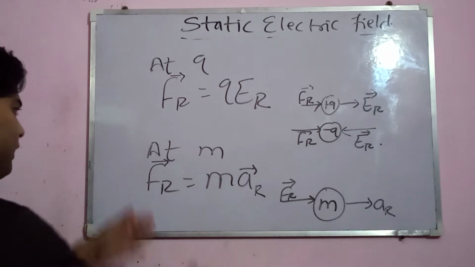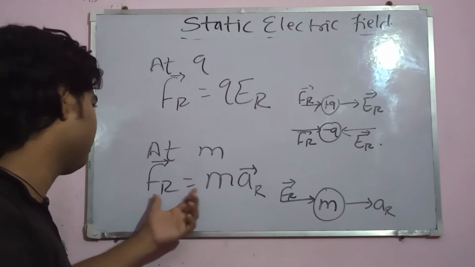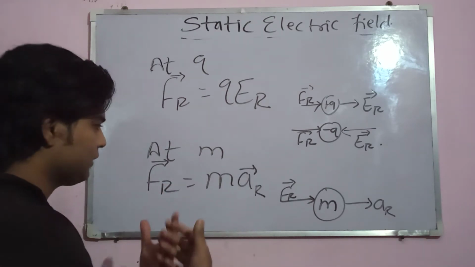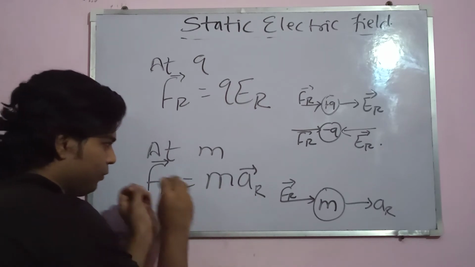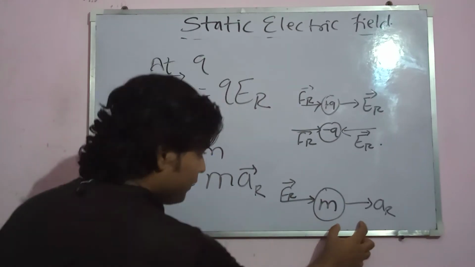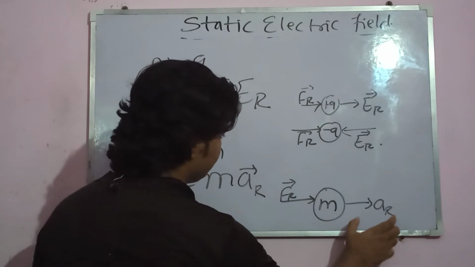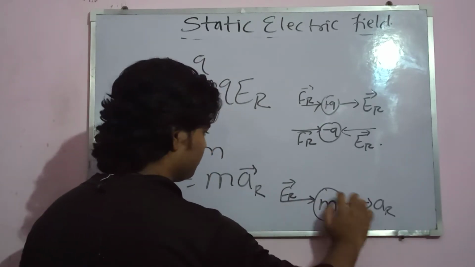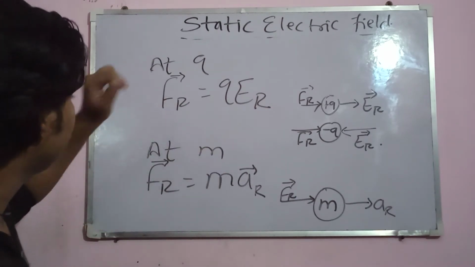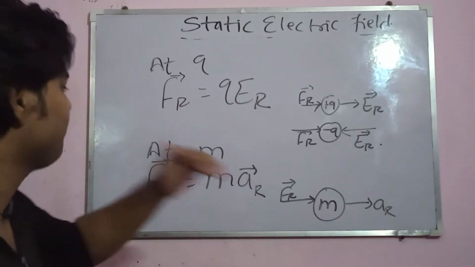If I have a mass m here, then the total resultant force over the mass is identified through the resultant acceleration. Suppose the mass is here and it has acceleration AR, the resultant total acceleration over mass m. It means the net resultant force is in this direction by Newton's laws of motion. By comparing these two equations, Fr is equal to QER and Fr is equal to MAR.